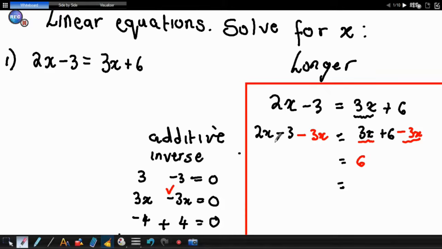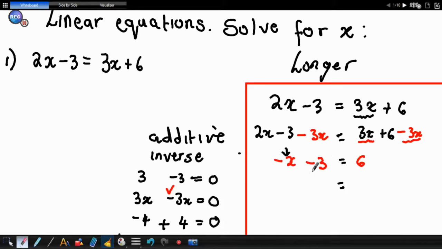And then on the other side, we will have 2x minus 3x, which gives me negative x. And then I will have a negative 3, or minus 3, on this side. And now we have the x on the left-hand side. We want to solve for x, so we don't need the negative 3 here. So we have to move it to the right-hand side.